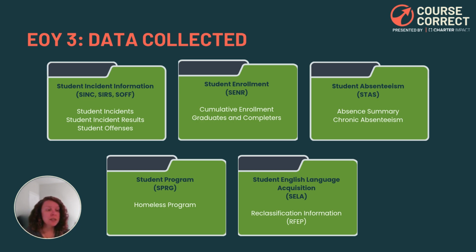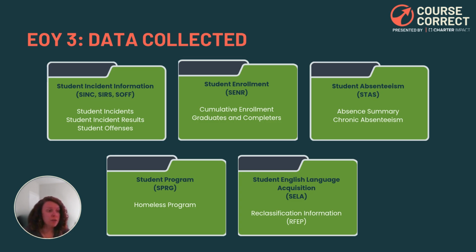Of course, there is the student enrollment file, the SENR, and if you are a CALPADS person, you are probably very familiar with this file because it's one that we tend to update throughout the year to ensure our enrollment is accurately represented in the system. But at the end of the year, the SENR file is concerned with the cumulative enrollment, and in that file, it's also when you report graduates and completers, which is used to calculate the one-year grad rate.